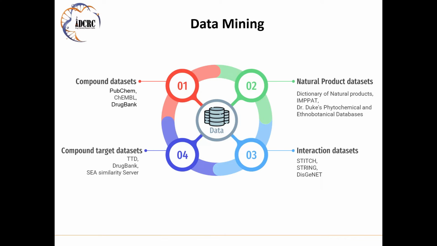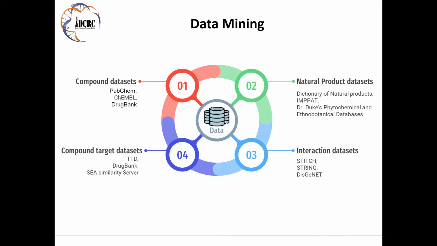Then there are particular databases which deal with natural compounds only, like Dictionary of Natural Products, IMPPAT, and Dr. Duke's Phytochemical database. Dictionary of Natural Products is a paid or commercial database, though some of its functionality is freely available. IMPPAT is basically for Indian medicinal plants and is freely available to use. Dr. Duke's is also a freely available data set of natural products. So these are a few names; there can be more data sets for this task.